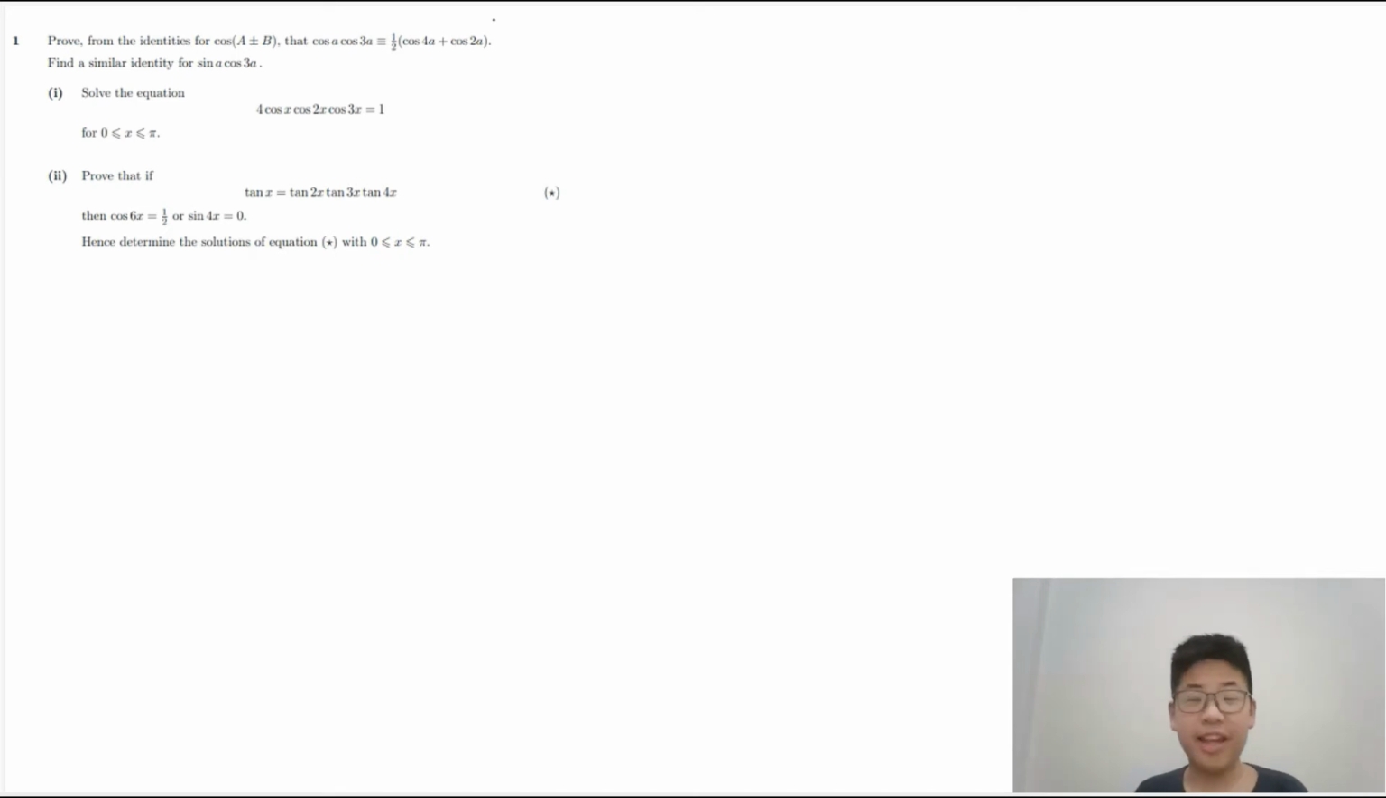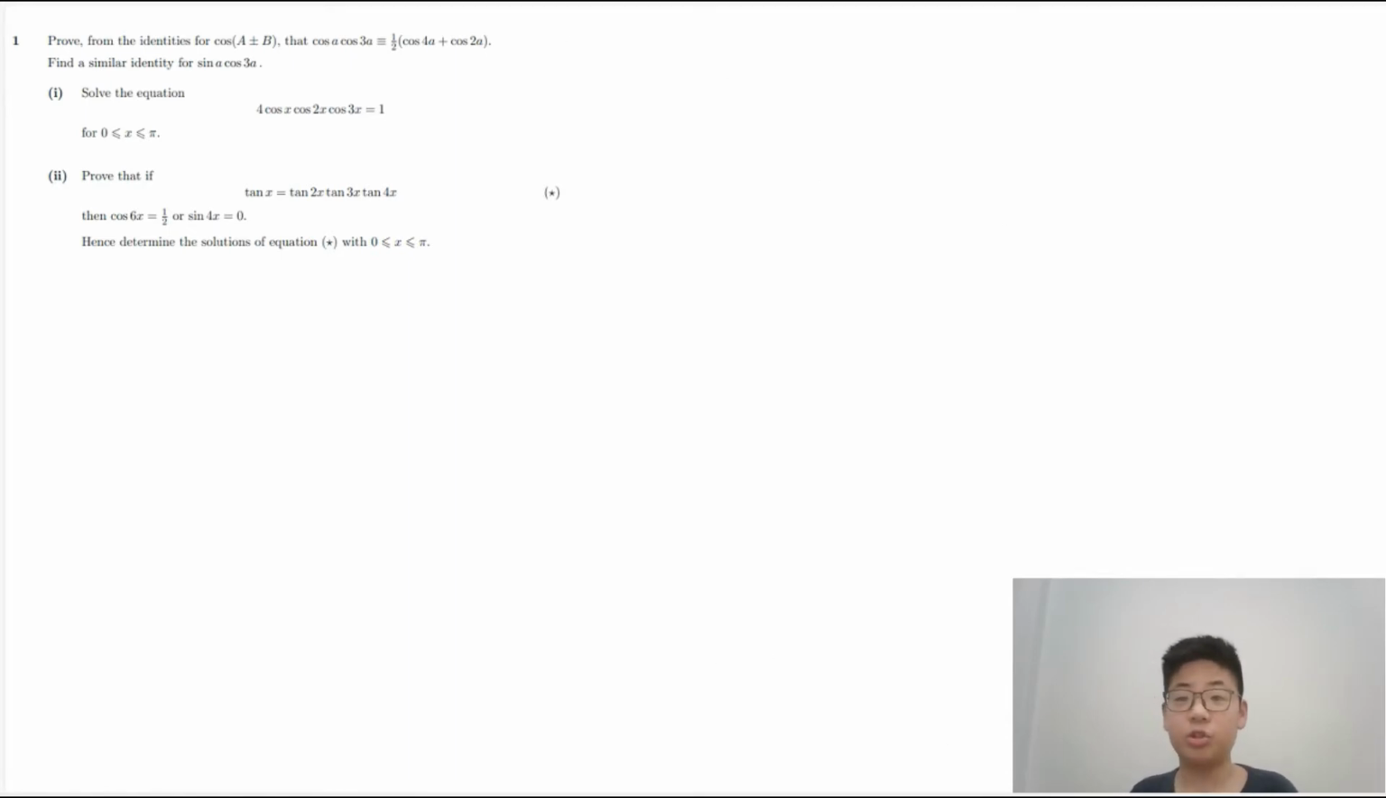Hello everyone, today I decided to do something different. By request, I decided to do STEP. Today I'm going to do STEP 2021, question 2-1. This is a trigonometry question and we need to prove the identities of cos(A plus minus B).